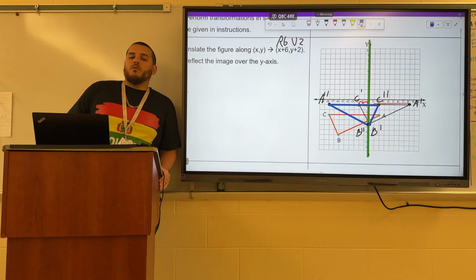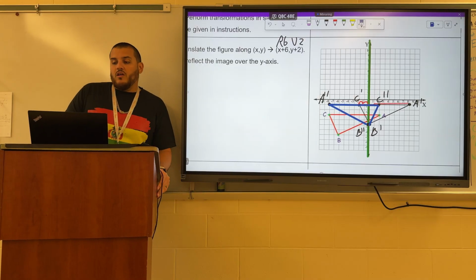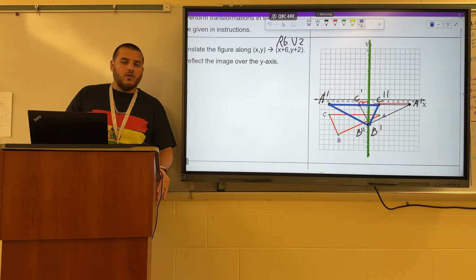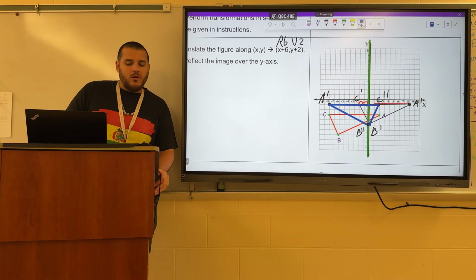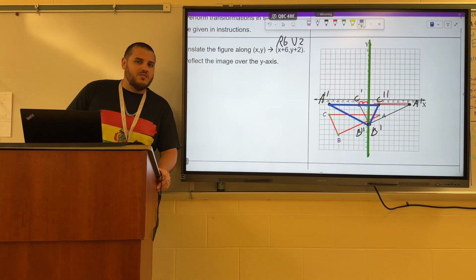It's very common when we do these compositions of transformations for our graphs to look a hot mess like this with just overlapping figures. But again, we're just going to take it one transformation at a time, 1 point at a time, to do composition of transformations.